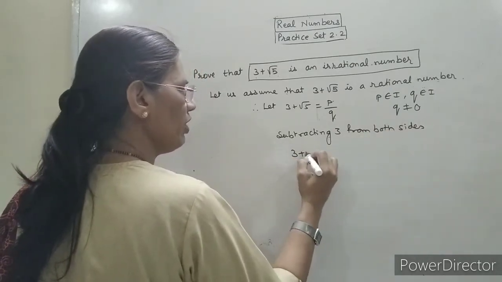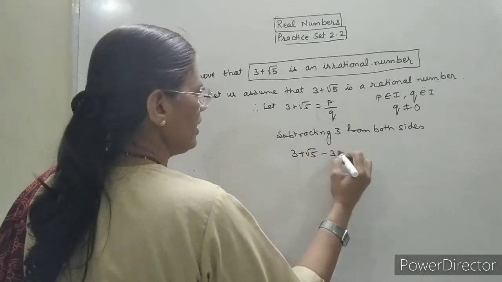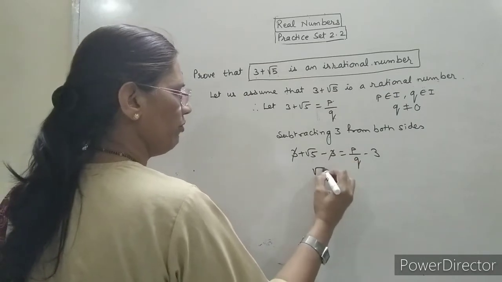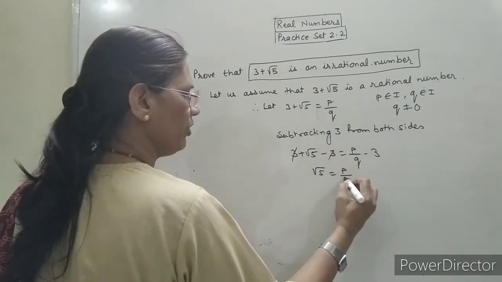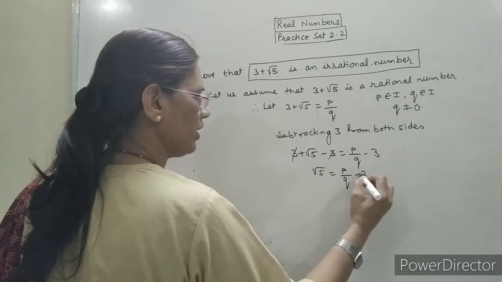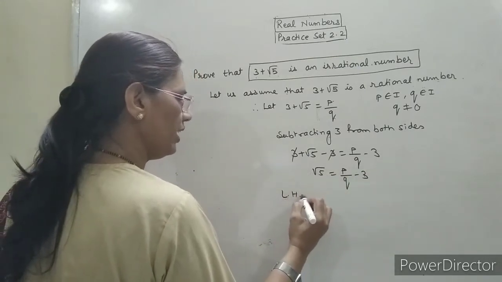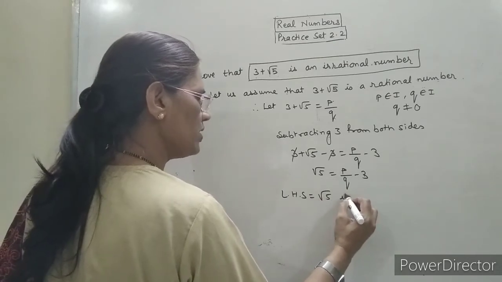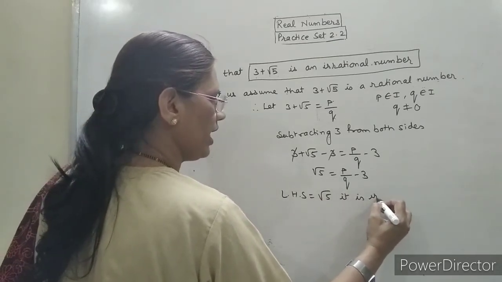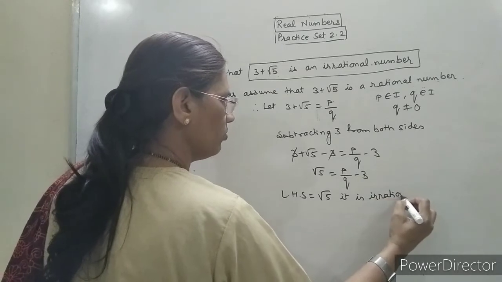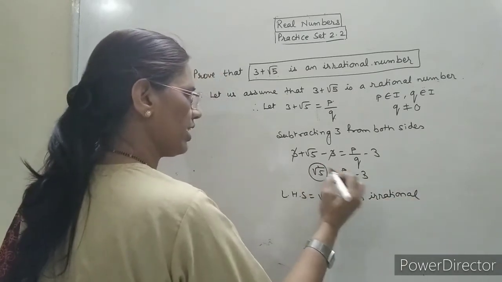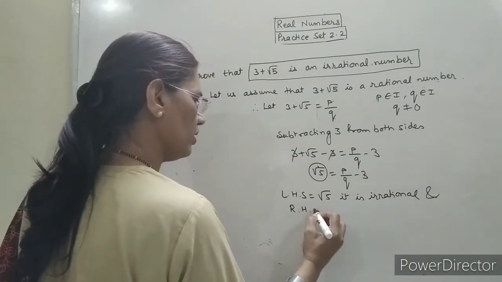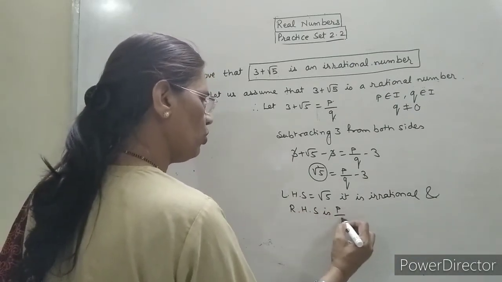3 plus square root 5 minus 3 is equal to P upon Q minus 3. So, here we get square root 5 and here we get P upon Q minus 3. Now, check the left hand side again. Left hand side is square root 5 and it is irrational. This is the left hand side. Now, the right hand side is P upon Q minus 3.